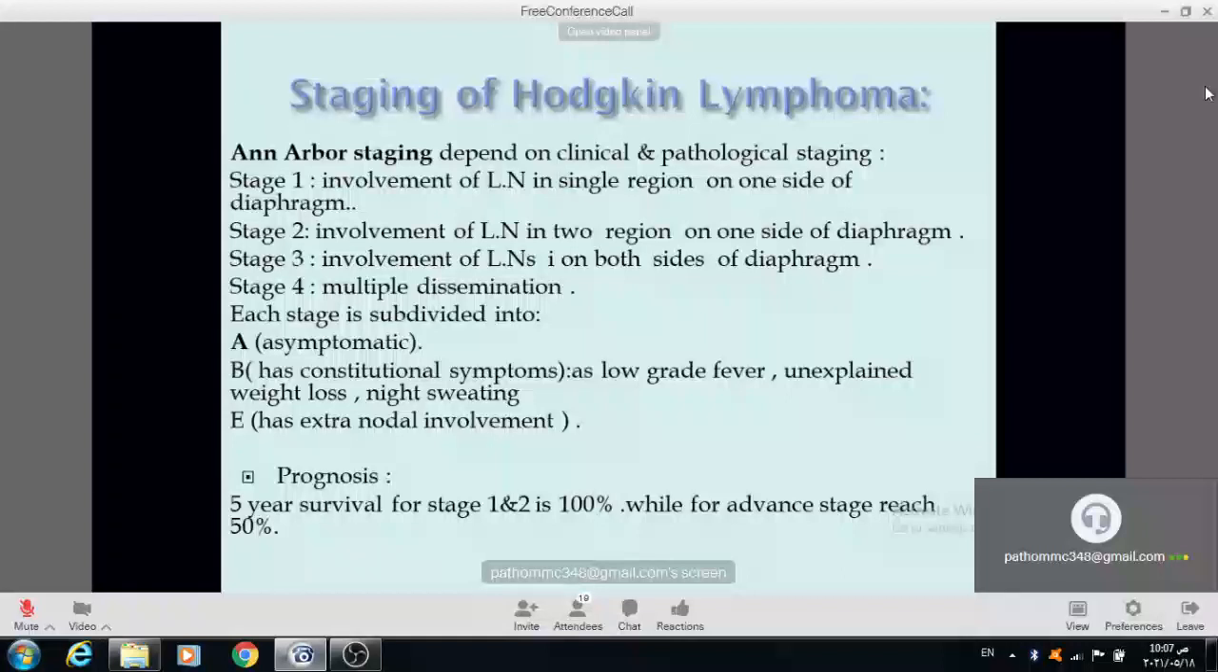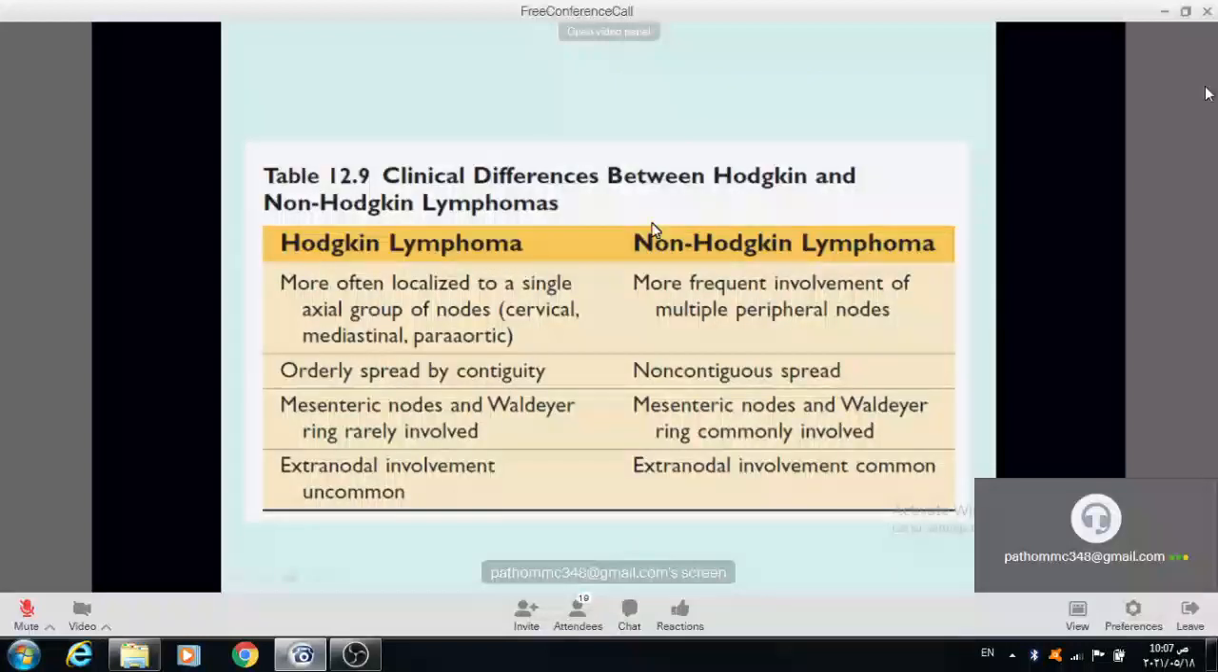tumors, but it remains a malignant tumor. All Hodgkin and non-Hodgkin lymphomas are malignant tumors of the lymph nodes. When you hear lymphoma, it is a malignant neoplasm, a malignant tumor of the lymphocytes, involving the lymph nodes. And in general we have two categories of lymphoma: Hodgkin lymphoma, which we just discussed, and non-Hodgkin lymphoma, which we discussed at the beginning of the lecture.